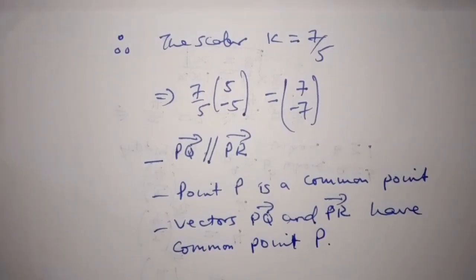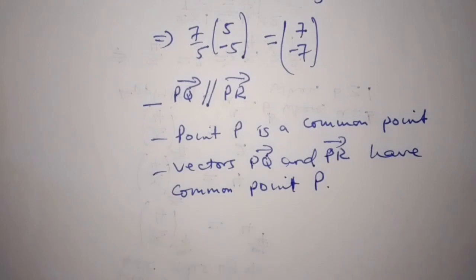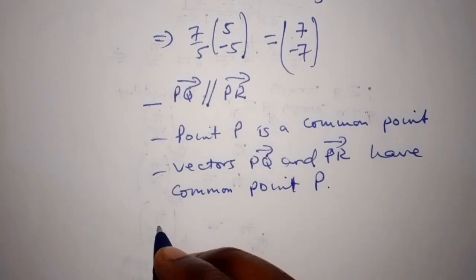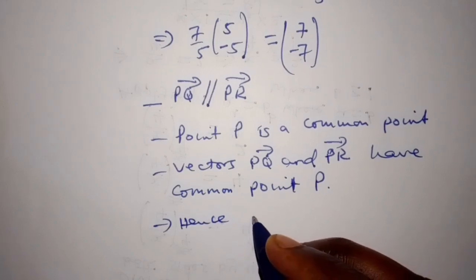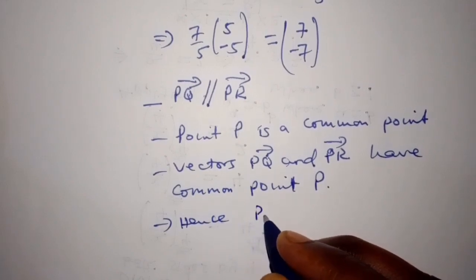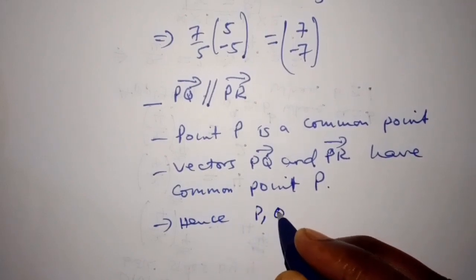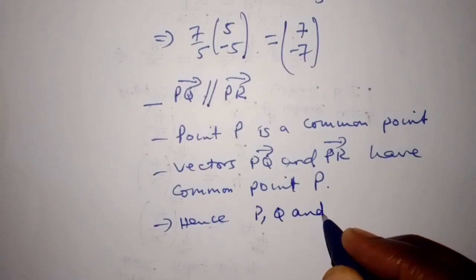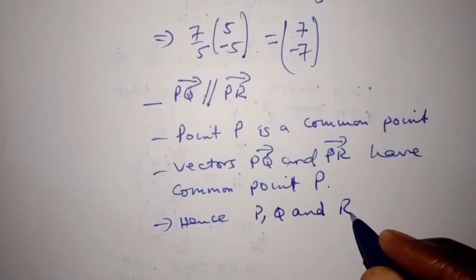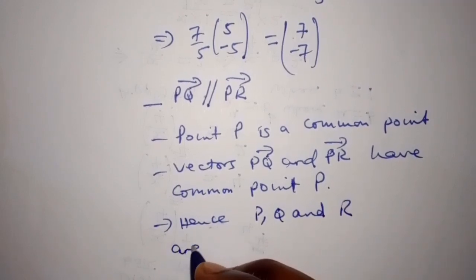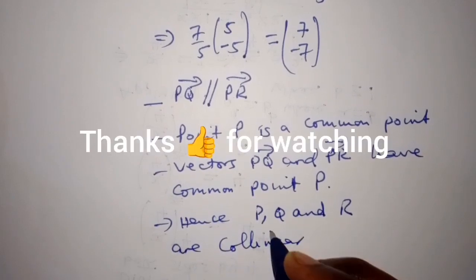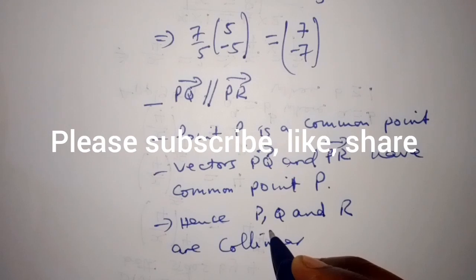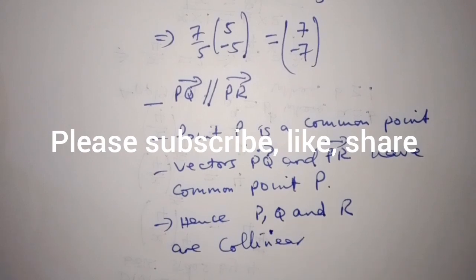Hence, we have proved that P, Q, and R are collinear. They lie on a straight line.